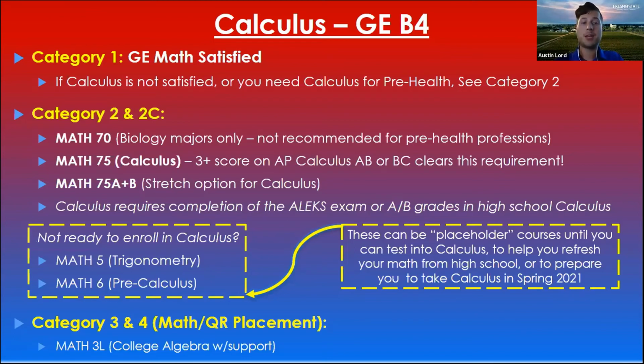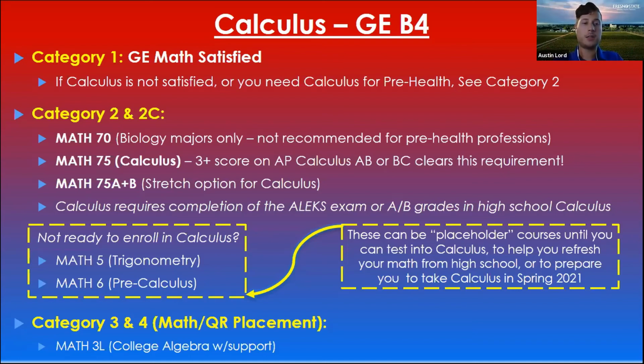Math 75 is calculus. Math 75 A and B is the stretch option for calculus. So that should sound really familiar, right? The accelerated and stretch, just like English. So Math 75, 1 class, 1 semester, and you go through it all. 75 A and B, 2 semesters, can't take them together, can't take them in the opposite order. It is A, then B, 2 semesters in a row, stretch option. If you have a 3 or higher on the AP Calculus AB or BC tests, you have Math 75 done already. Congratulations, you are category 1, you have GE Math done, you have calculus.